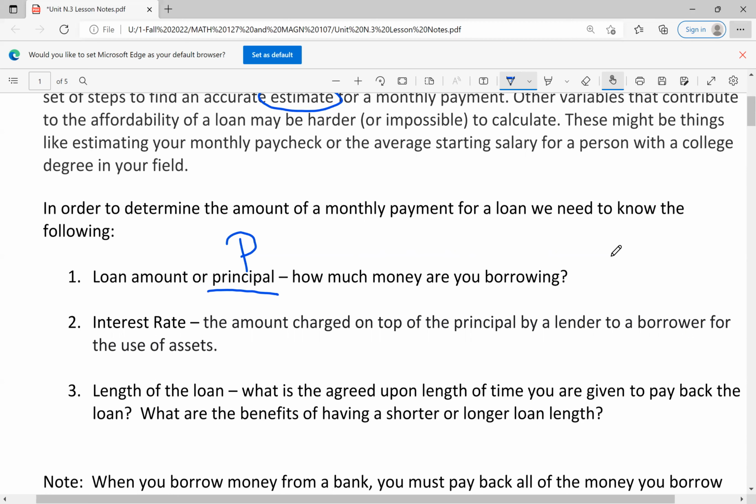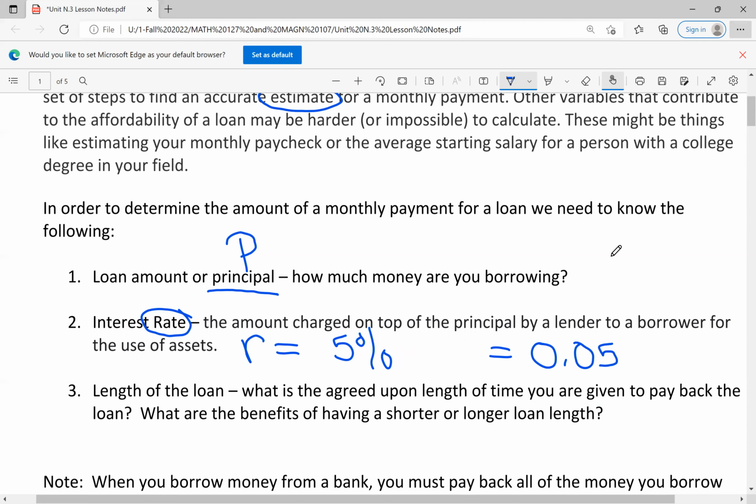You also need to know the interest rate. The interest rate is our R, and this is the amount charged on top of the amount you're borrowing. And this is often given to you as a percent, but you need to be able to also write this as a decimal. So if the interest rate is 5%, you need to know that 5% is equivalent to 0.05. And I want you to take a few moments and make sure that you're understanding how to convert an interest rate given as a percent into a decimal.